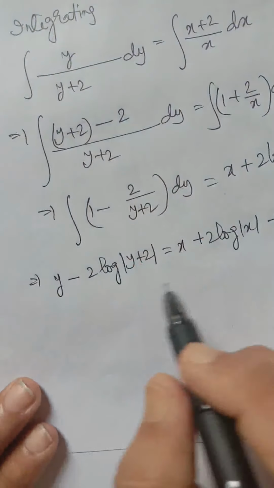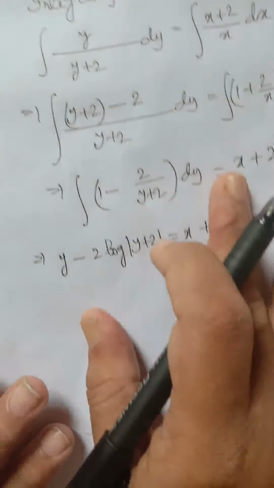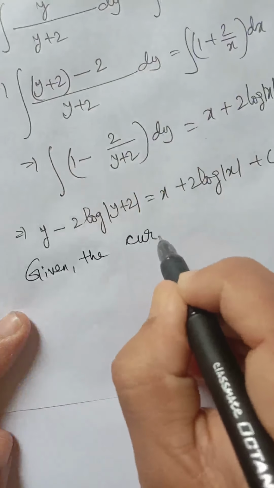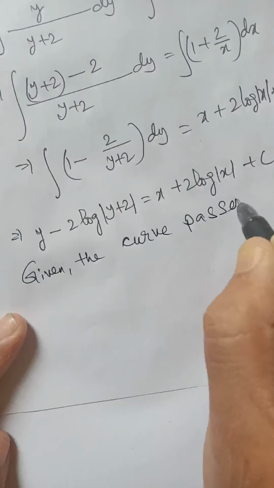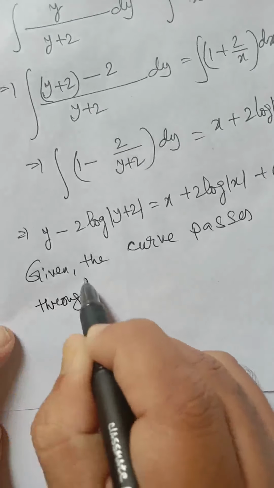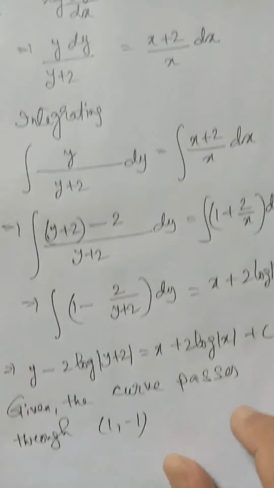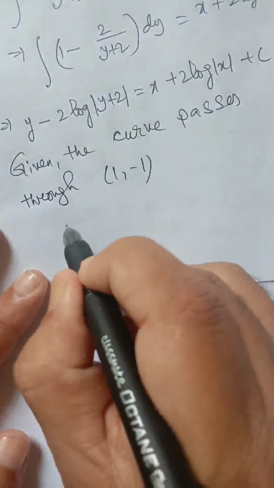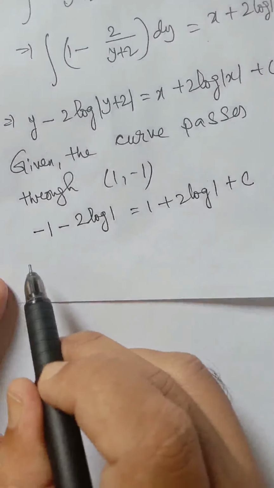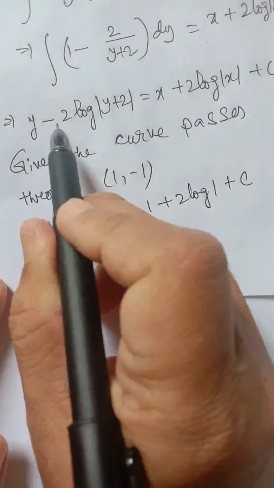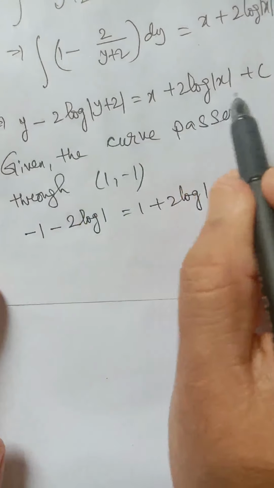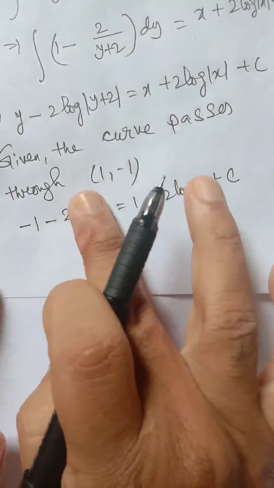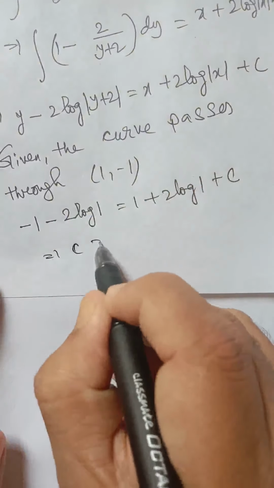Now given this curve passes through (1, -1). So putting x equal to 1 and y equal to -1, we get -1 - 2 log 1 = 1 + 2 log 1 + c. Now the value of 2 log 1 is 0, log of 1 is 0, so you get c equal to -2.